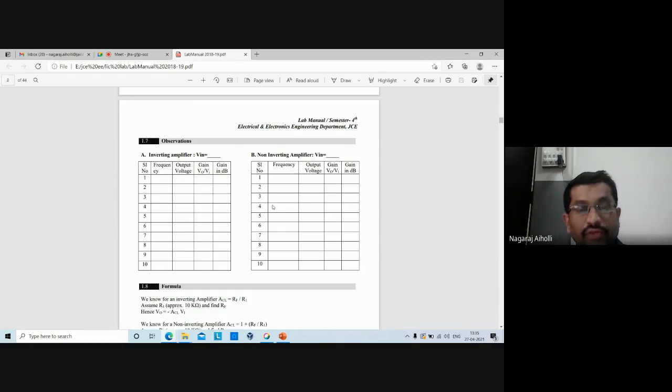Similarly, for the non-inverting amplifier also, we maintain the input voltage constant. You know how to maintain the input voltage constant. If it is not 2 volts peak to peak, you press the attenuation switch and keep it at 40 dB or 20 dB, and you see that the input voltage is fixed at 2 volts peak to peak. Then you vary the frequency, note down the corresponding output voltages, and find the gain, that is output voltage by input voltage, and later the gain in dB.